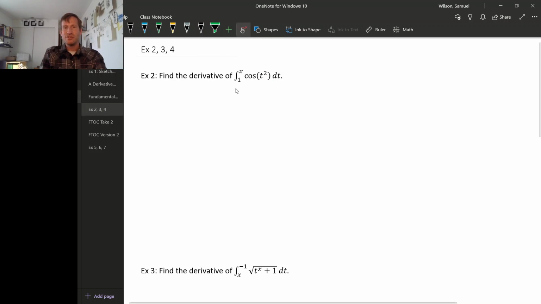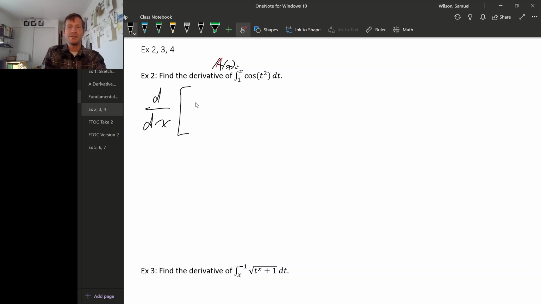So first, let's find the derivative of this function. So I haven't given this function a name, but if we wanted to, we could call this a of x. So let's find the derivative of this function. So the derivative of the integral from 1 to x of cosine of t squared dt.